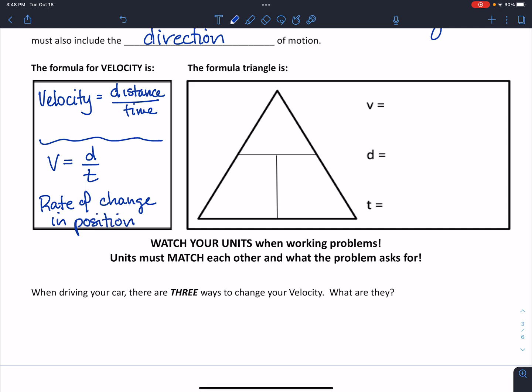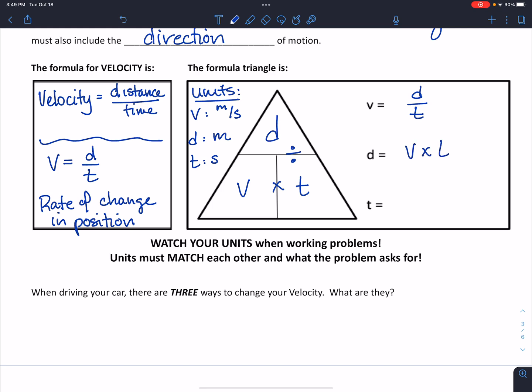All right, so for units, we're going to see the exact same units we saw for speed. The velocity needs to be in units of meters per second. Your distance or displacement needs to be in meters, and your time needs to be in seconds. All right, if we build our formula triangle, we have distance, velocity, and time. All right, where velocity is going to be equal to distance divided by time. Distance is going to be equal to velocity times time. And then time is going to be equal to distance divided by velocity.